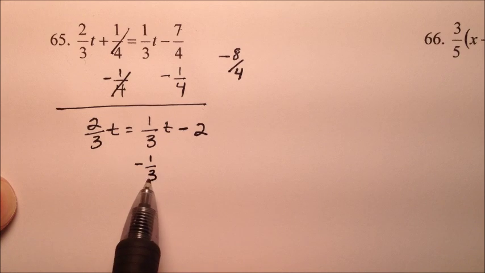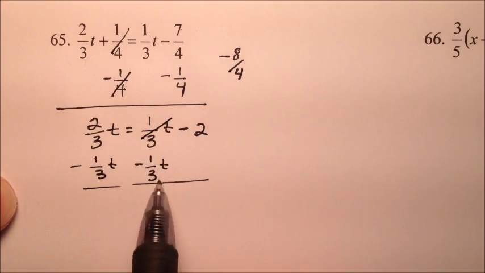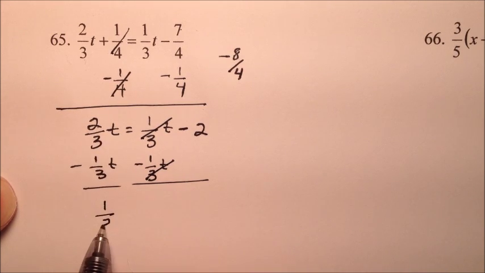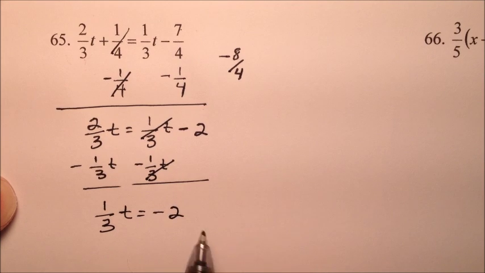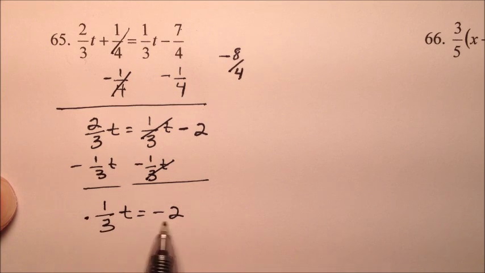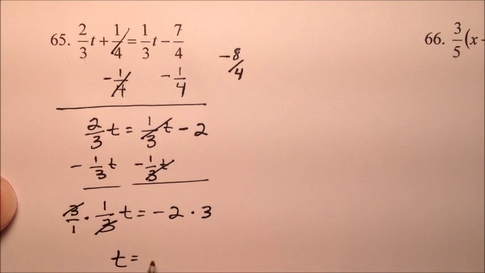Now we can get rid of the t from the right side and put on the left by subtracting, so that cancels and that cancels. And 2/3 minus 1/3 is 1/3 t equals negative 2. Okay, so at this point we've got this 1/3 times this t, so I'm going to multiply by the reciprocal, which is 3 over 1, or really just 3. So those cancel, and t equals negative 2 times 3, which is negative 6. So my solution for 65 is negative 6.